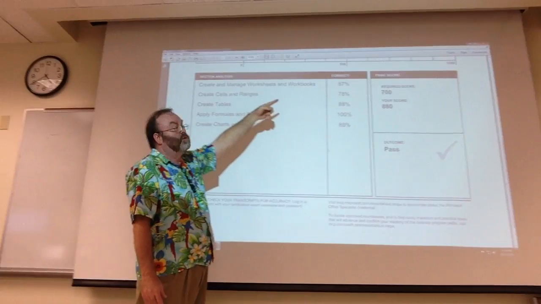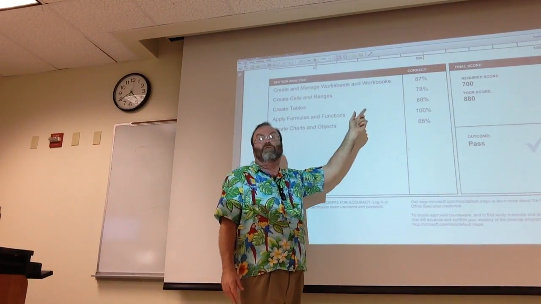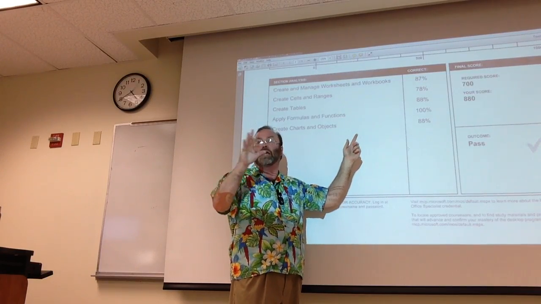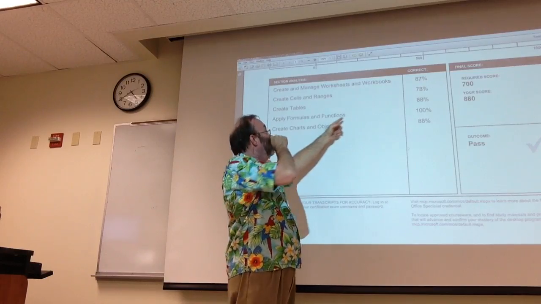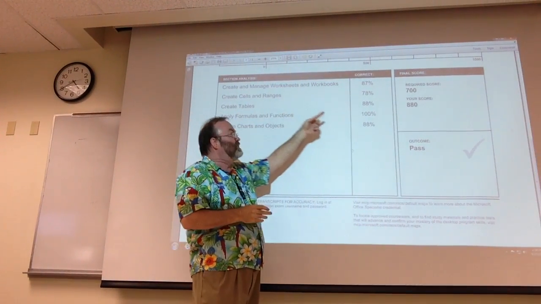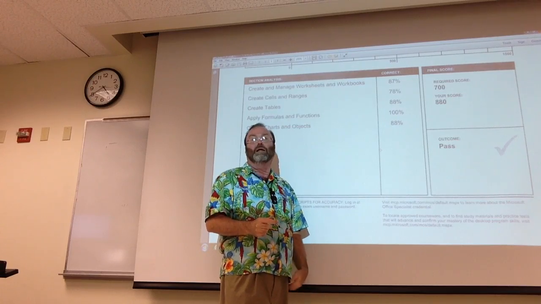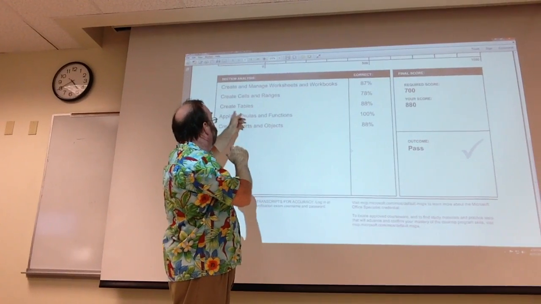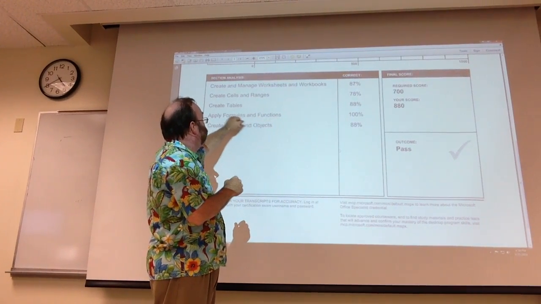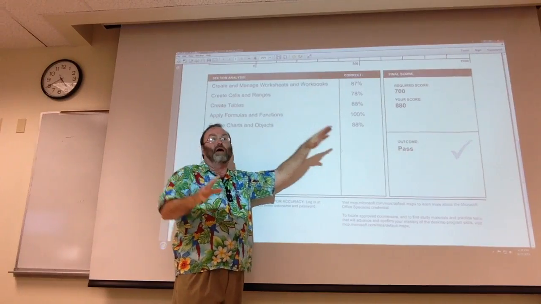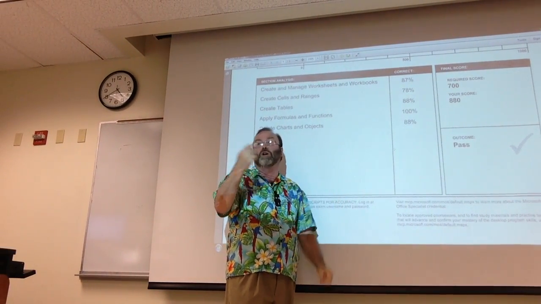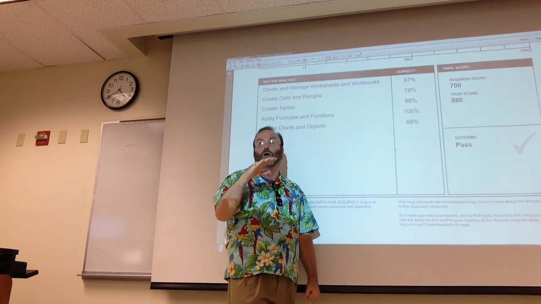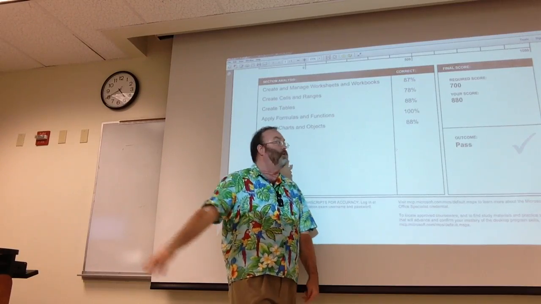Create and manage worksheets and workbooks, I got 87 out of 100. And I'm pretty certain I know, and I'm getting ready to tell you what I think I did wrong here, all right? Creating cells and ranges, I don't know why I'm low on that. But I'm going to show you, but I got enough to be able to pass it. Creating tables, an 88 again. Formulas and functions, I hammered. I got that down. And so the formulas and functions they tested me on, I'll be able to show you what those were. Because I remember every one of them, and they're on my list.